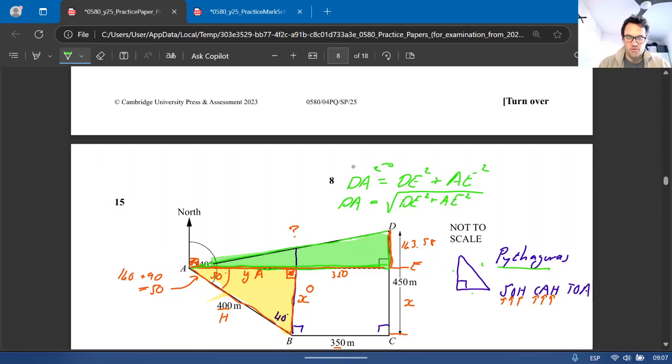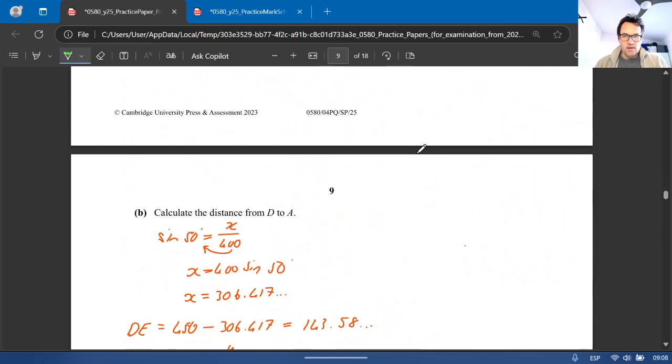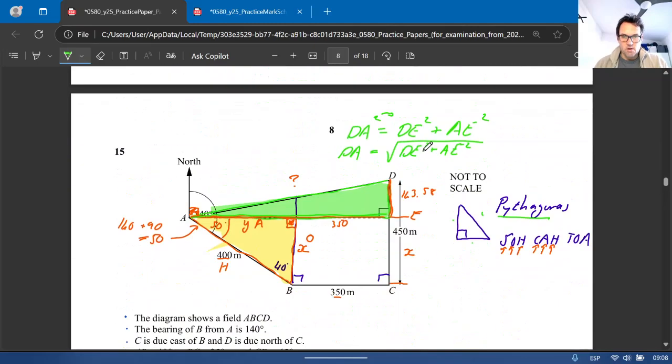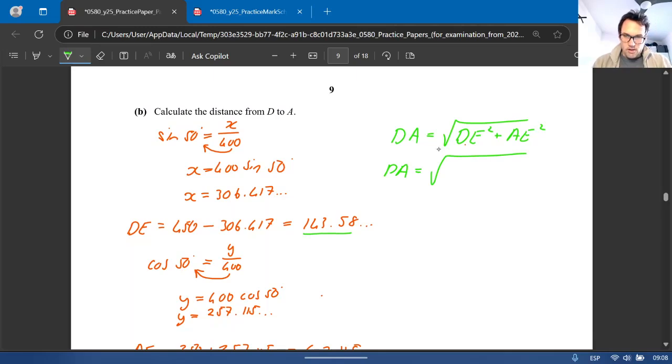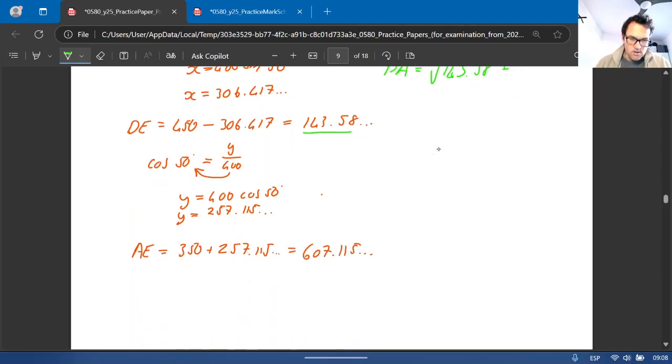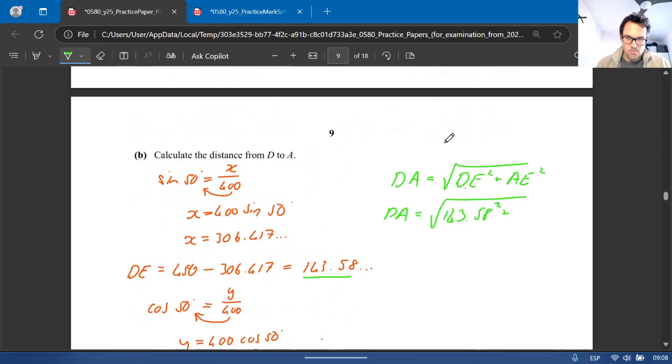But be careful writing stuff here where I'm writing it. We should be writing it down there where they're going to mark it. So DA equals the square root, what was it? DE squared plus AE squared. Which was the two sides we just worked out. DE was 143.58 squared. And the other one, AE, 607.155.